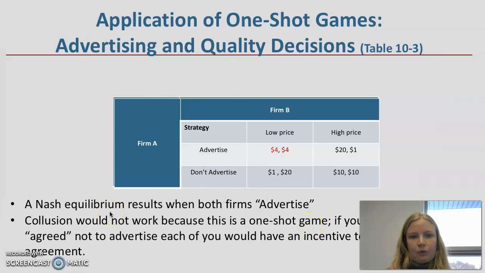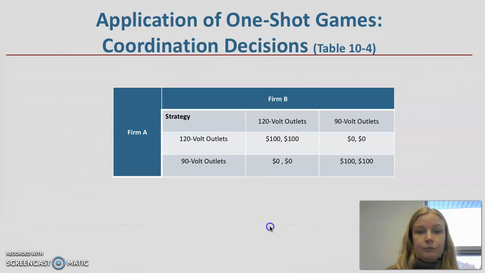So collusion would not work because this is a one-shot game. If you and your rival agreed to not advertise, each of you would have an incentive to cheat on the agreement. Okay, so that's the deal with that. I think I have one more example here and then we'll cut it off. We'll either pick it up next week or we'll just move on and say that's enough game theory.